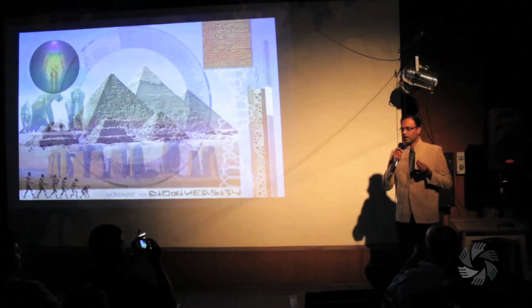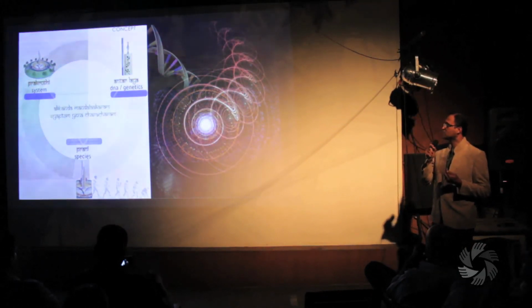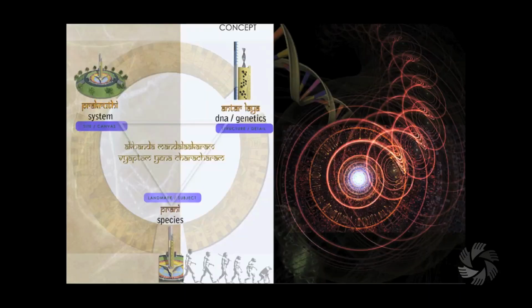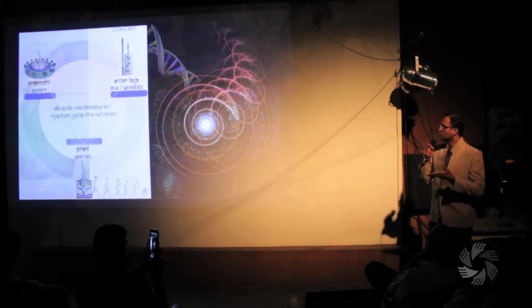first time. And the biodiversity concept invariably has three levels, which is at the system, species, and DNA levels, where the diversity happens. The system is Prakriti, species is Prani. Antarlaya, Akhanda Mandalakaram, Vyaptam, Yena Characharam is a beautiful Guru Stotram which gives the leeway to this kind of a concept here, was conceptualized.